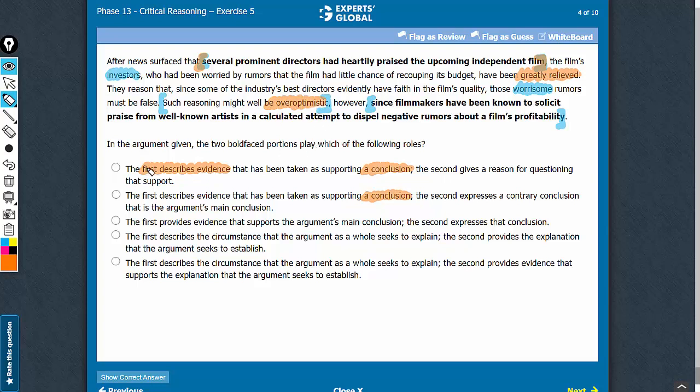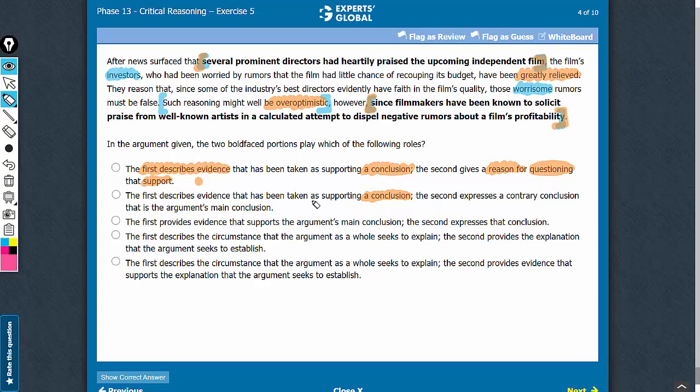So yes, the first describes evidence that has been used for supporting an intermediate conclusion, and the second gives a reason for questioning that support. Yes, the second boldface questions this intermediate conclusion here by giving reasons for why the investors may still need to worry. So answer choice A looks perfectly alright.